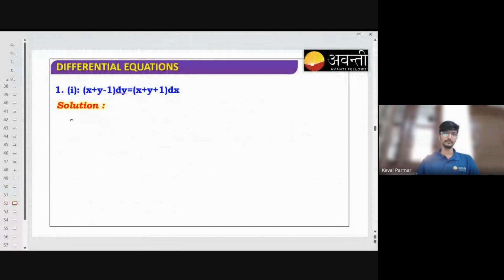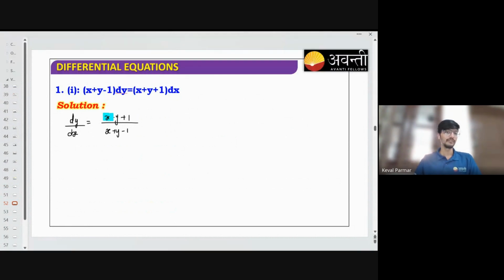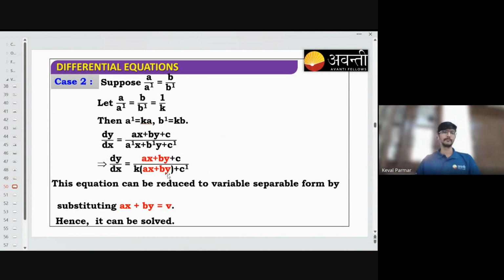So I can write it as, first always make it a habit to write the equation as dy by dx is equal to something. So dy by dx will be equal to x plus y plus 1 upon x plus y minus 1. So I think you understood which case it is. It is case number 2, where we can see some common part in numerator and denominator. What was the method? Substitute that common part.